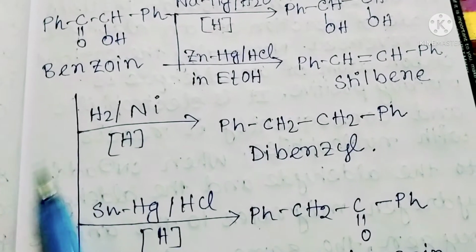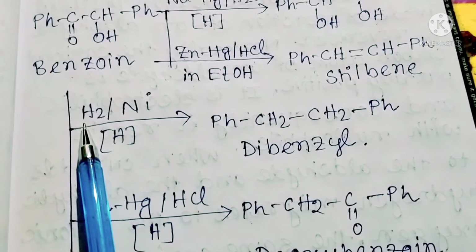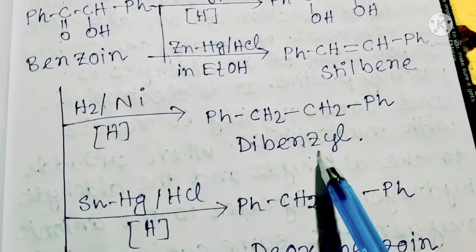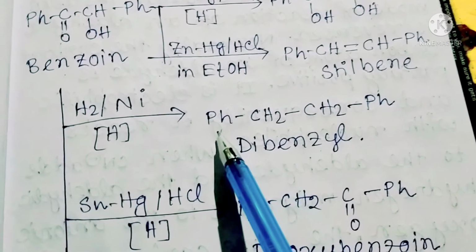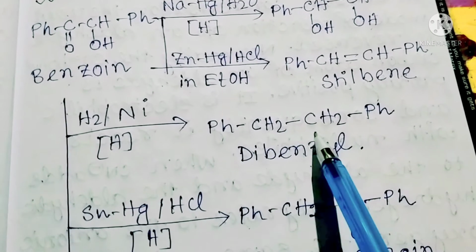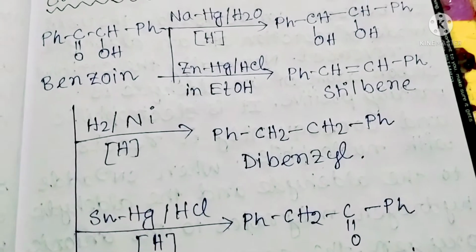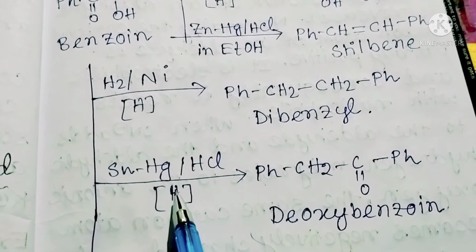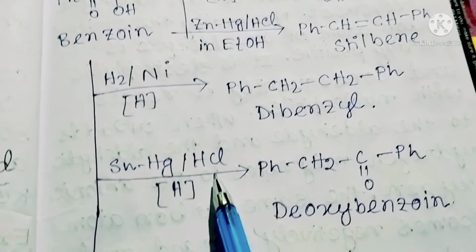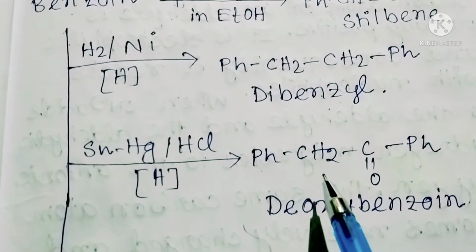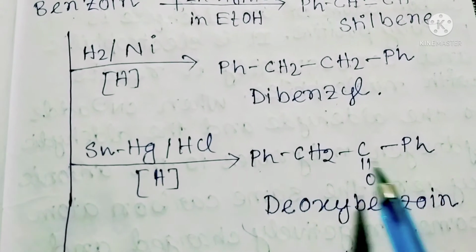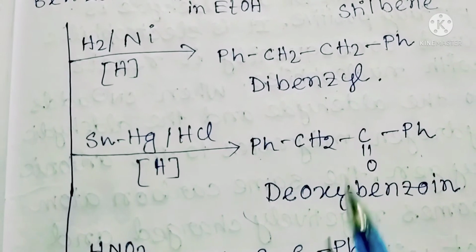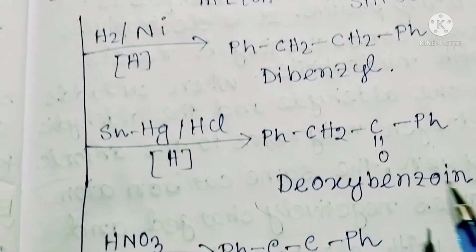Now, if we treat this benzoin with hydrogen and nickel, what do we get? We get dibenzyl. And what is its structure? Its structure is Ph-CH2-CH2-Ph. Now, we react this benzoin with tin amalgam in HCl, and as a result we get Ph-C=O-CH2-Ph. This is known as deoxybenzoin.